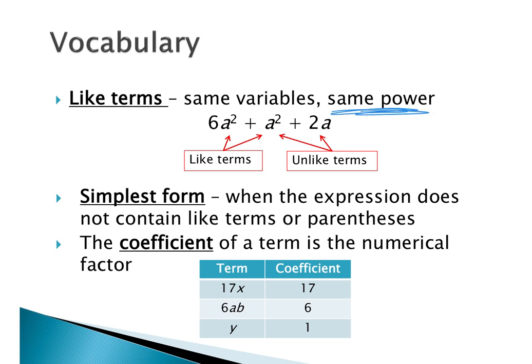So in this expression down here, I have 6a squared plus a squared plus 2a. Okay, if I was simplifying this expression, I could add these 2 together to get a 7a squared. 2a is all by itself though. Okay, a squared and a are not like terms, so this would be as far as it goes.